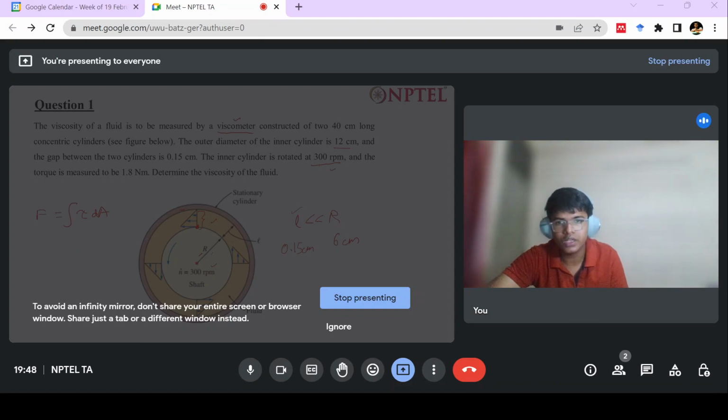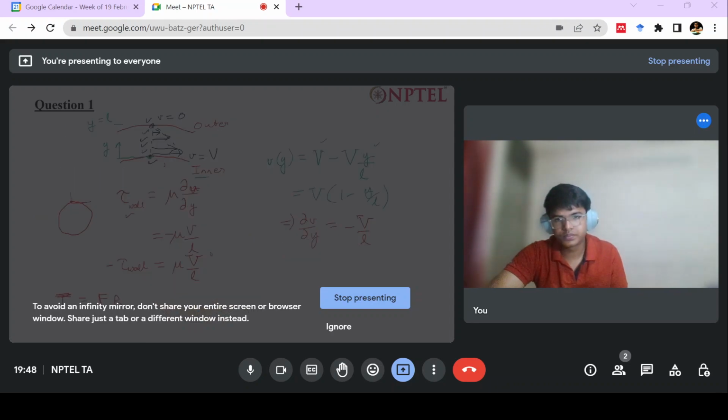Now we have to find out the torque, which will be force into r, because this is r distance away from the center of rotation. So this is r, and this is basically force, as we saw. This is the integration of mu v by l, and this is basically dA, which is the area. So these are all constants, so this will come out.